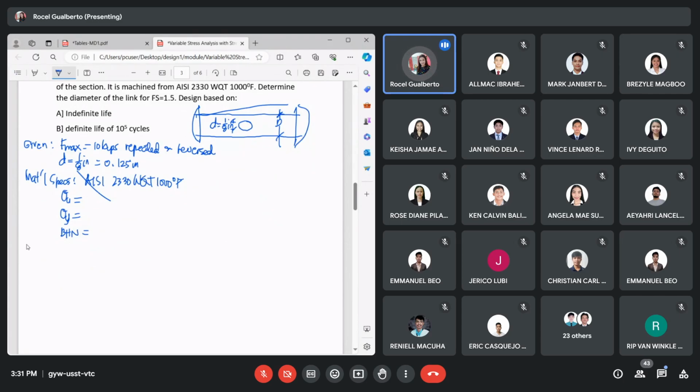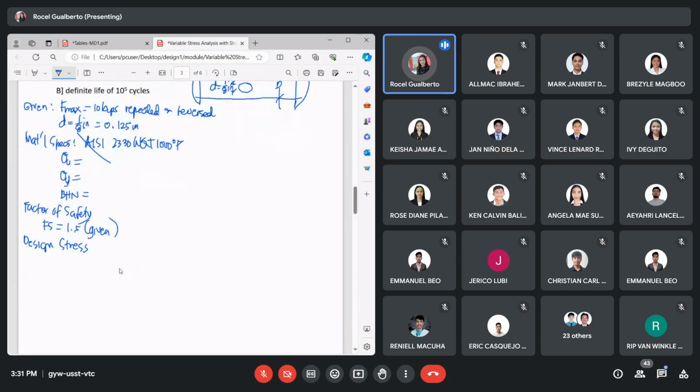And then after the material specification, we'll have the factor of safety. Okay, so for Fs, this is equal to 1.5 and this is given. So given po ito. And then design stress. Now, for the design stress, okay, so titingnan mo muna, ano ba ang aking gagamitin? Is it the Soderberg or the Goodman?